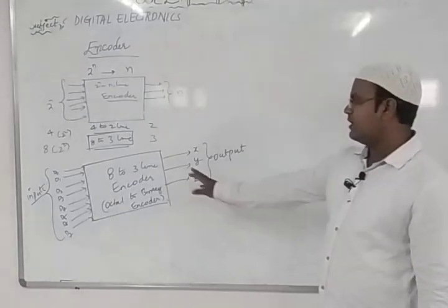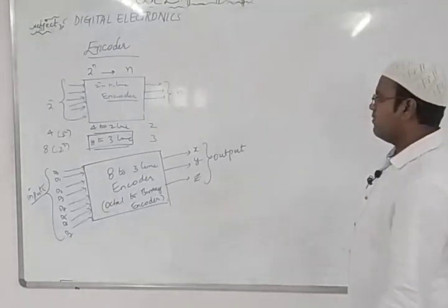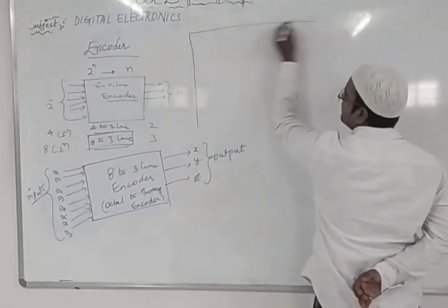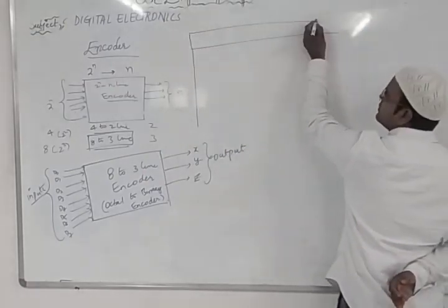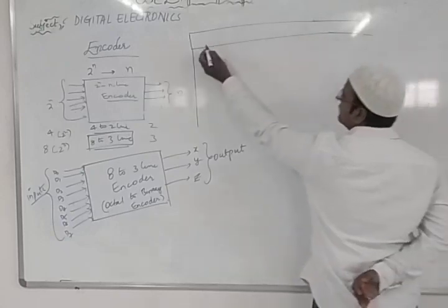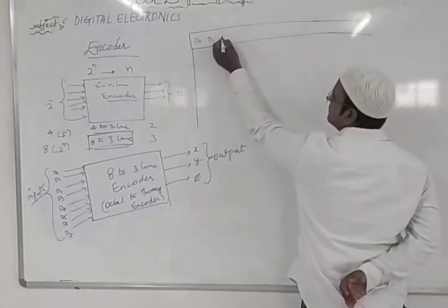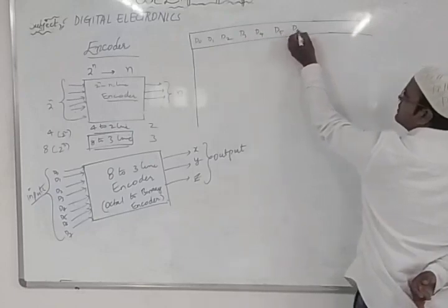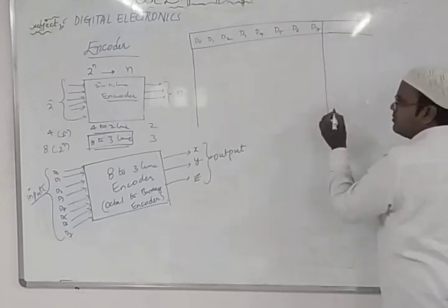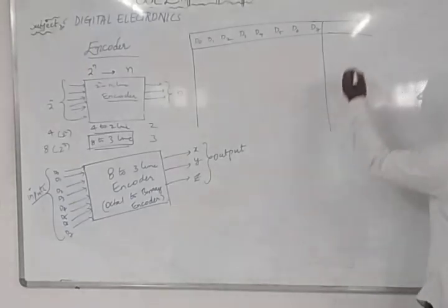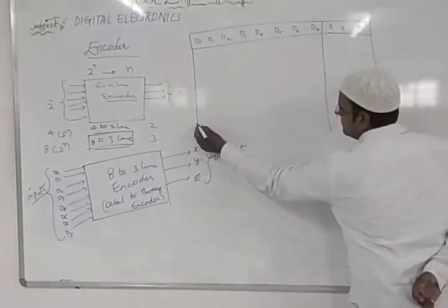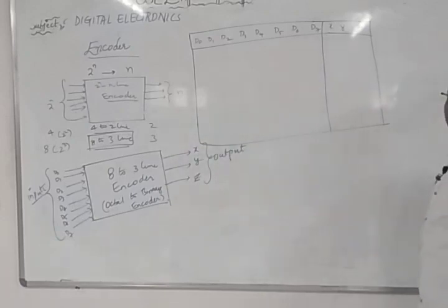So in this, I'll take the input combinations. What are the input combinations I do have? The input values are starting from all the particular combinations, so we just want to write down all the values. First is D0, D1, D2, D3, D4, D5, D6, D7. So these are our input combinations. Next we do have output as X, Y and Z. So this is our truth table.